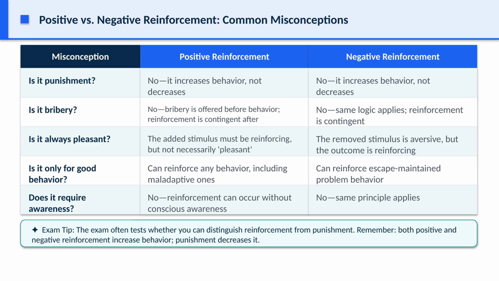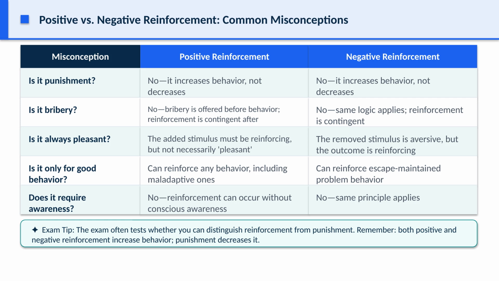A common pitfall on the BCBA exam is confusing reinforcement with punishment or bribery. Remember, both positive and negative reinforcement increase behavior. The key difference is whether a stimulus is added or removed. Bribery is offered before a behavior occurs, whereas reinforcement is delivered contingently after the behavior, making it a consequence, not an antecedent. It's also a misconception that reinforcers must be pleasant or that reinforcement only applies to appropriate behavior.